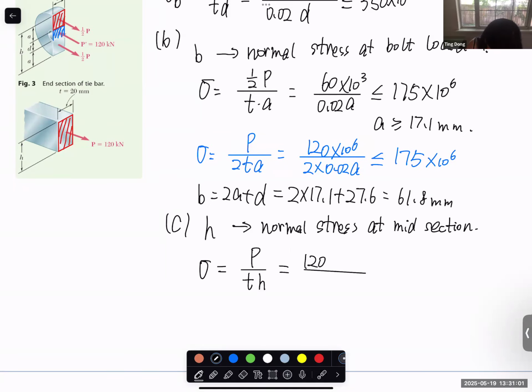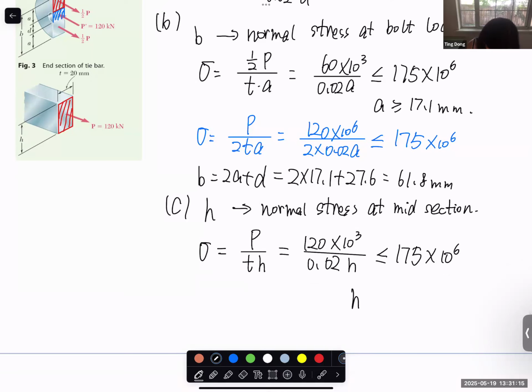So 120, H, 175 10 to 6. So H should be greater equal to... Any question?